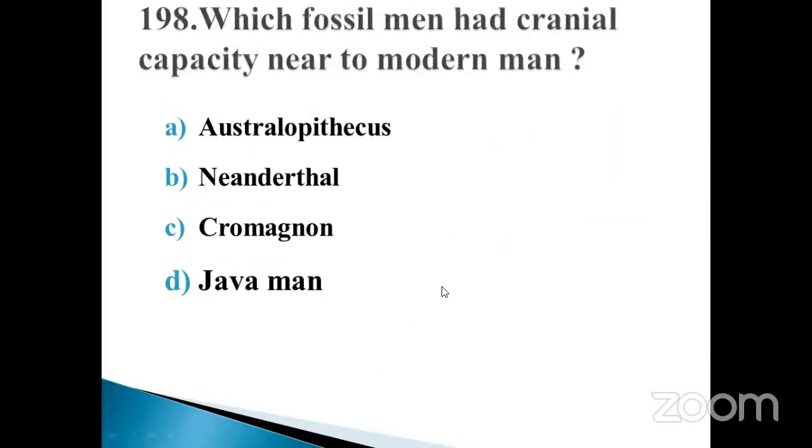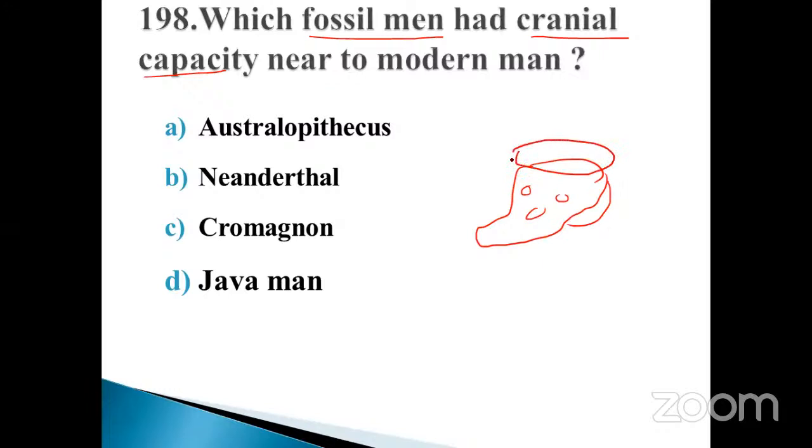Go to the next one: which fossil man had a cranial capacity near to modern man? Read the question carefully and answer it properly. What is the meaning of cranial capacity? It is nothing but the capacity of the human skull, compared to the normal modern man. We already know very well about Australopithecus, Neanderthal man, Cro-Magnon and Java man. Which one is the correct one?